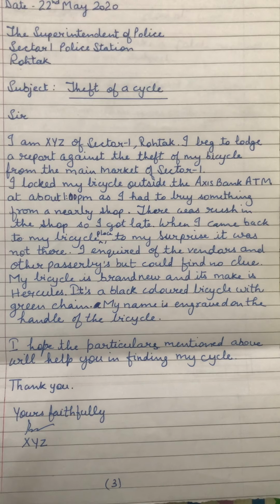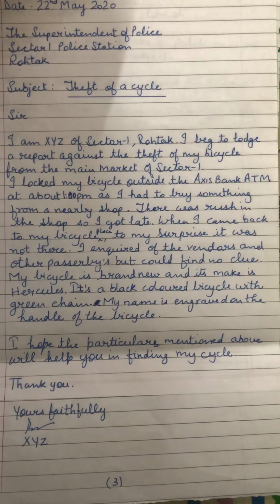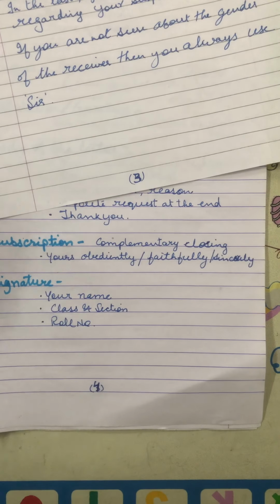My bicycle is brand new and its make is Hercules. It's a black colored bicycle with a green chain. My name is engraved on the handle of the bicycle. I hope the particulars mentioned above will help you in finding my cycle. Thank you. Yours faithfully, the signature and the name. So this was the sample of a formal letter. Now, there are a few points to note.